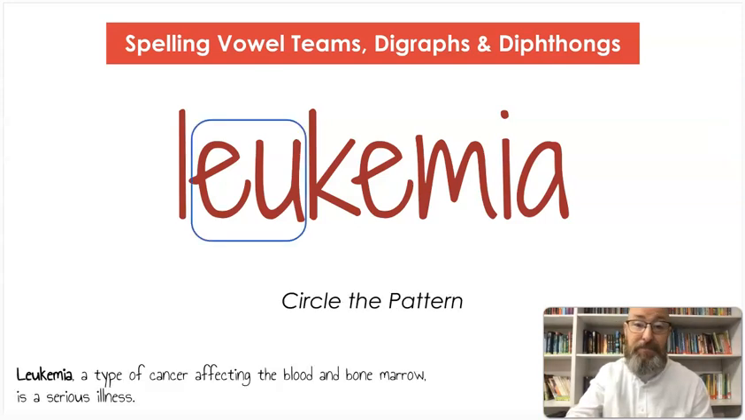Leukemia. Of course, E-U says oo. Leukemia, a type of cancer affecting the blood and bone marrow, is a serious illness.